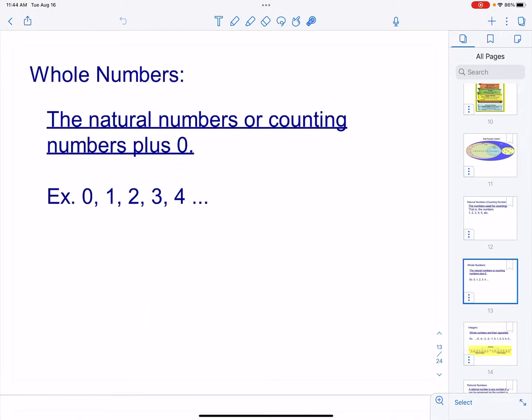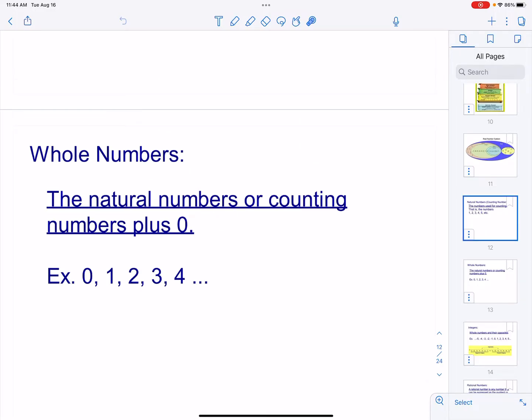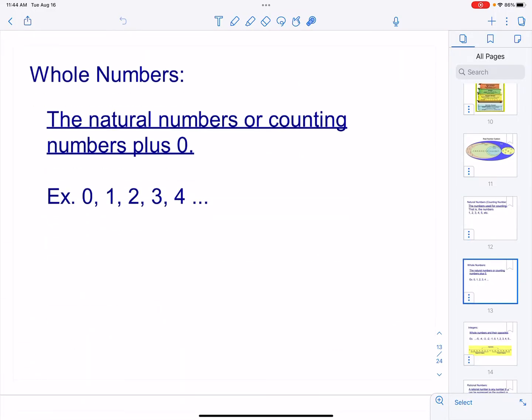Then we move on to the next set called the whole numbers. And the whole numbers take all of those natural numbers, the ones that we just talked about, and add one number. It adds the number 0 to it. And that's all it amounts to. Basically, what that amounts to is that we've got the right-hand side of our number line. We're here at the beginning, we've got 0, then we've got 1, 2, 3, and so on. Just nice, pretty little numbers.